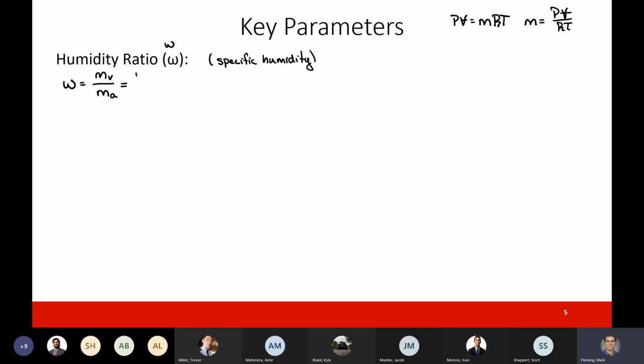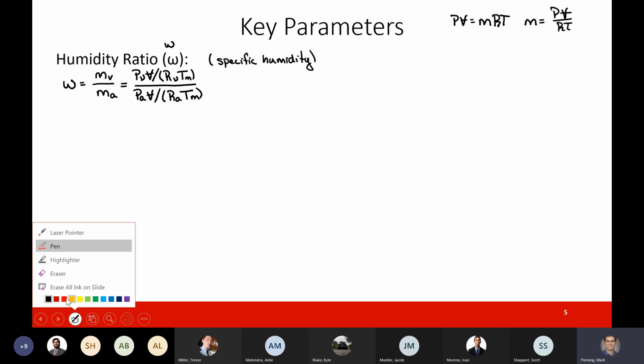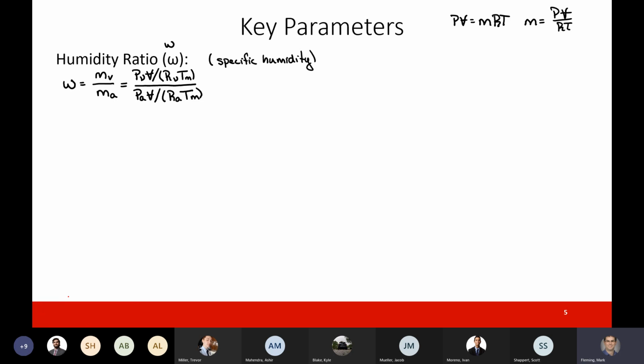Writing this out, we have the partial pressure of the vapor multiplied by the volume of the system, divided by the gas constant for our vapor times the temperature, and we'll note that that is of the mixture. Then we can repeat this for air. We have the partial pressure of air times the volume divided by R of air times T of the mixture. Again, this is where that gas mixture calculation comes into play.